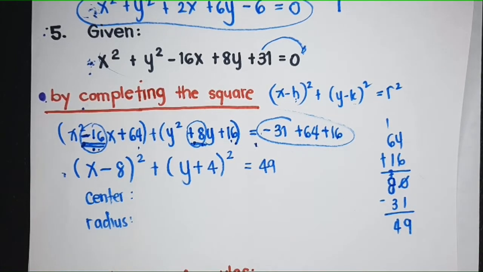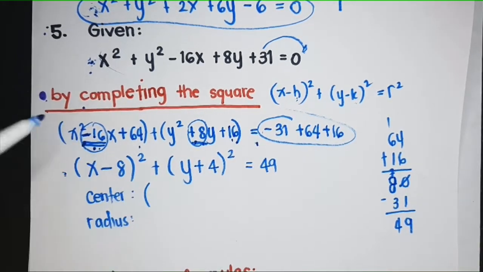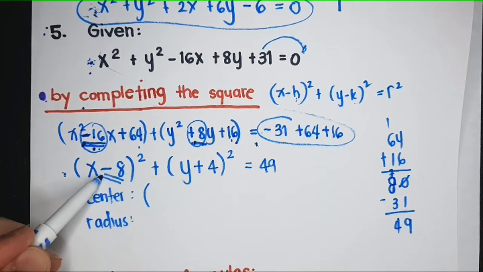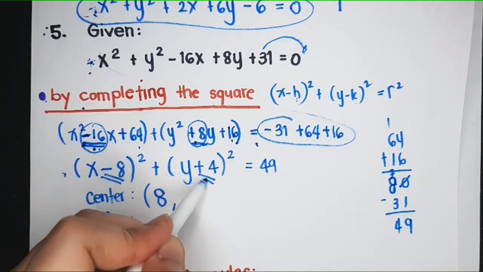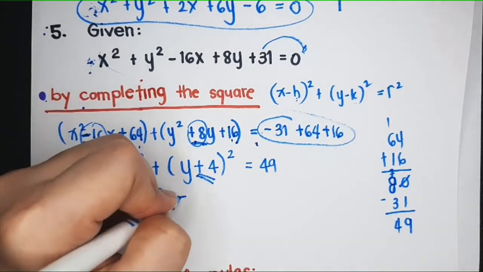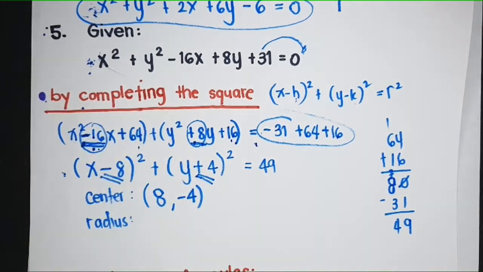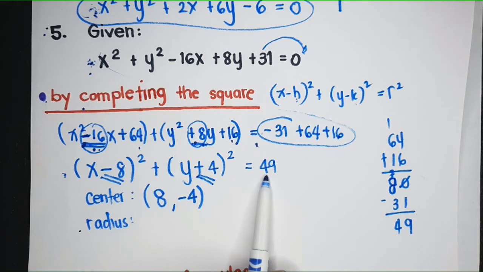Okay, what is the center? Anong sabi ko sa inyo? Pag negative ang nakikita nyo dito, positive ang gagamitin ninyo. Tapos, pag positive ang nakikita ninyo, positive 4, negative ang gagamitin ninyo. Here. Alright? Okay, for the radius, is it 49?